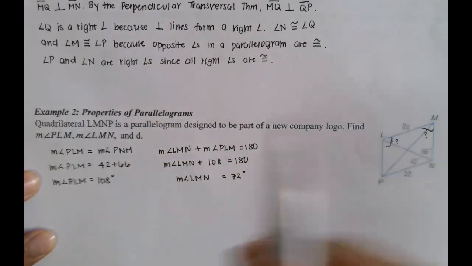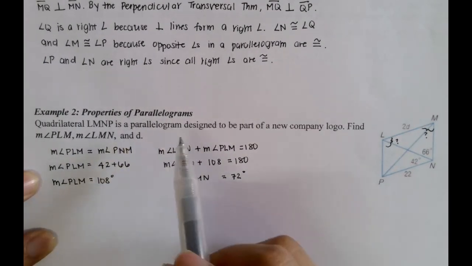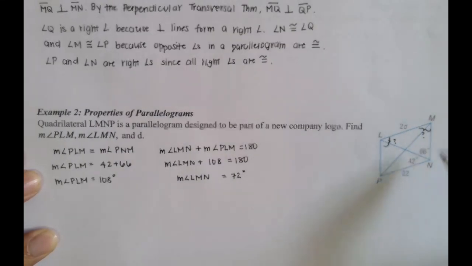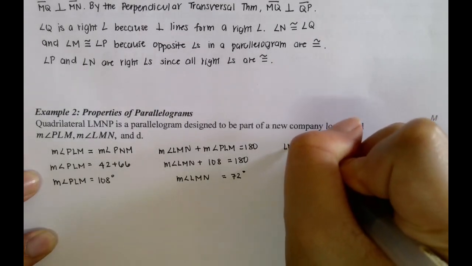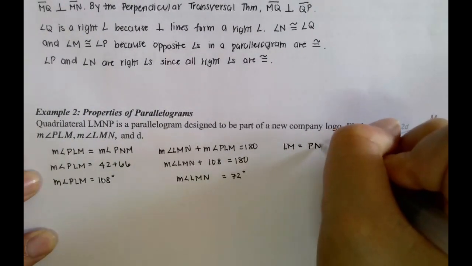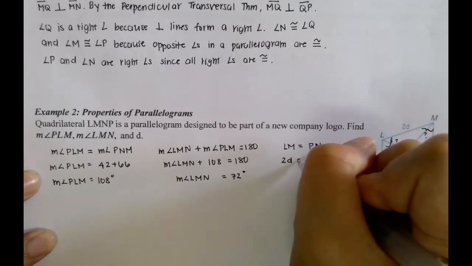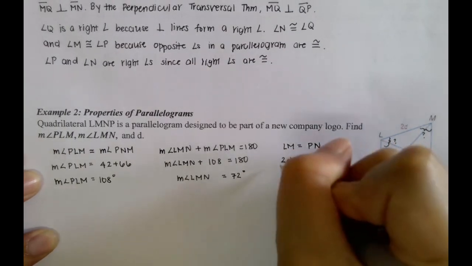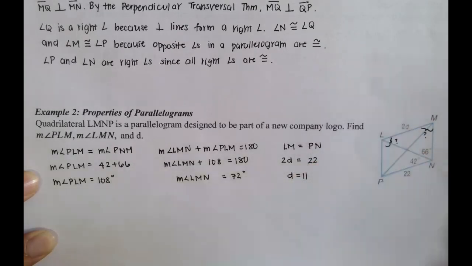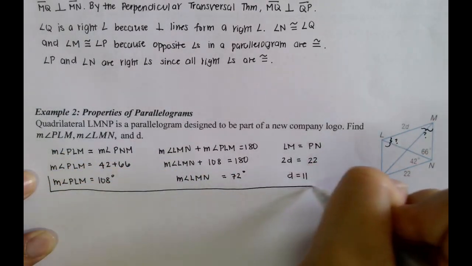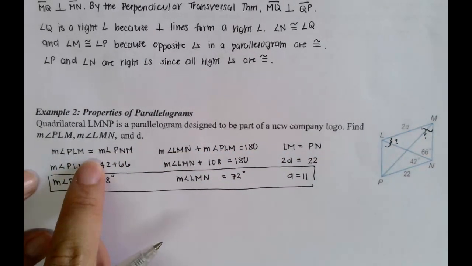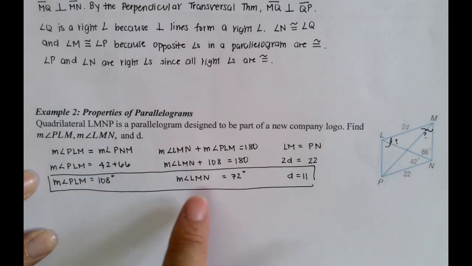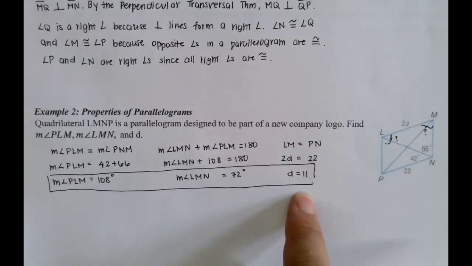Okay. And then the last one here, to find D, we know that in parallelograms, opposite sides are congruent. So if this is 2D and this is 22, we know that LM should equal PN. LM is 2D. PN here is 22. Divide by 2 on both sides. D equals 11. And there you go. This used the idea that opposite angles of a parallelogram are congruent, consecutive angles of a parallelogram are supplementary, and opposite sides of a parallelogram are congruent.